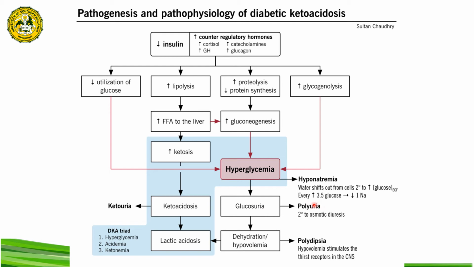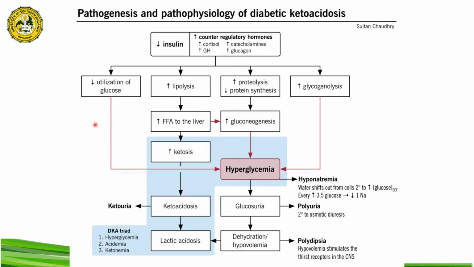That will also promote polyuria. When there is polyuria, there is also dehydration, or the decrease in the blood volume. Dehydration will tend to promote polydipsia, because hypovolemia will stimulate the thirst receptors in the CNS. Increase in glycogenolysis, or the breakdown of glycogen, will also promote hyperglycemia. So this is just a summary of the pathophysiology of diabetic ketoacidosis.